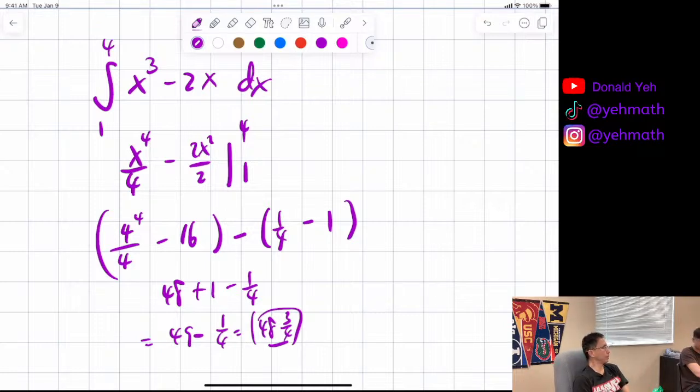That's what I got. What you guys get? That good? You got what? 256 divided by 4, 64. 64 minus 16. 48. 4 squared. Minus three over. Yeah.